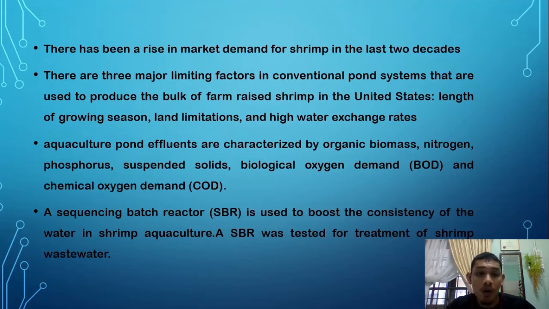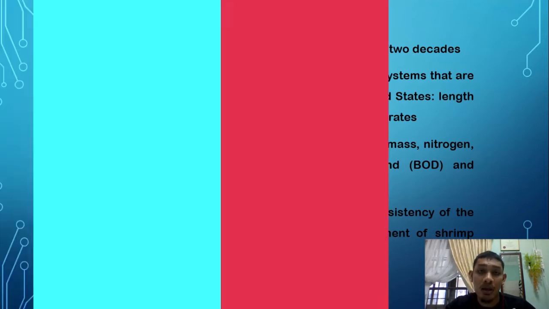Aquaculture pond effluents are categorized by organic biomass, nitrogen, phosphorus, suspended solids, biological oxygen demand, BOD, and chemical oxygen demand, COD. A sequencing batch reactor, SBR, is used to improve the quality of the water in shrimp aquaculture. This procedure uses multiple steps in the same tank to replace multiple tanks in the traditional treatment system. The SBR conducts equalization, aeration, and clarification in a time series in a single reactor basin.